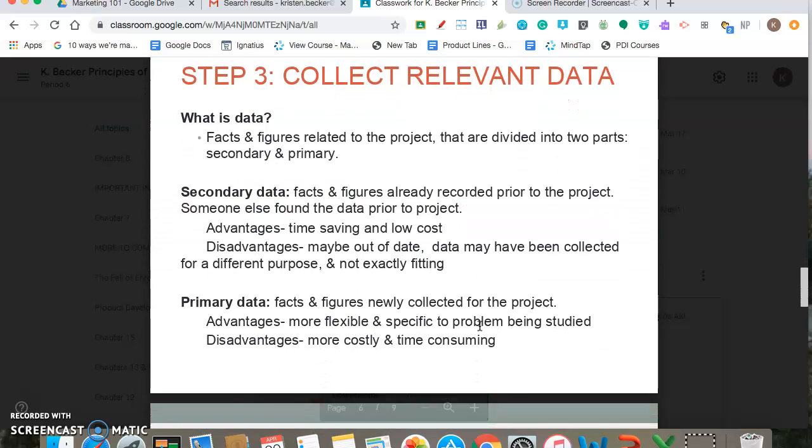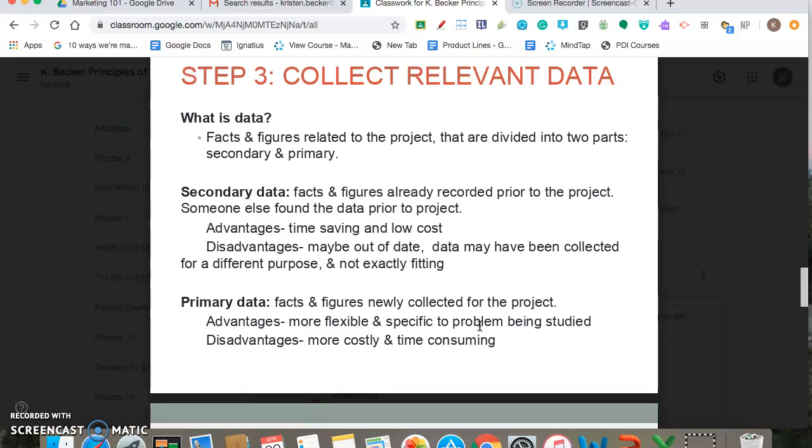Step 3, well, what is the data? We're going to collect this data. What do we mean by data? Data is facts and figures related to the project. It's divided into 2 parts, secondary and primary. This is where we're going to take a look.